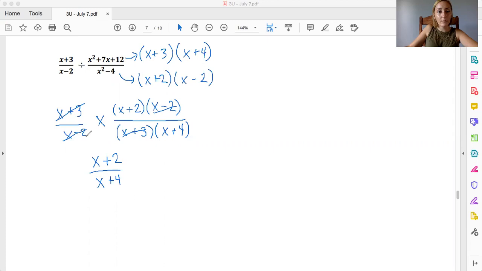Now, one thing that we did forget to do is the restrictions. So we take the restrictions of this guy. So x cannot be equal to 2. We take all of these. Okay, so x cannot be equal to negative 2. x cannot be equal to negative 3. And x cannot be equal to negative 4. And those are our answers. Good luck.